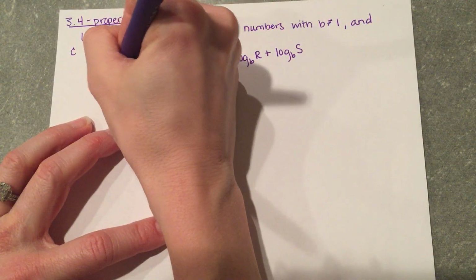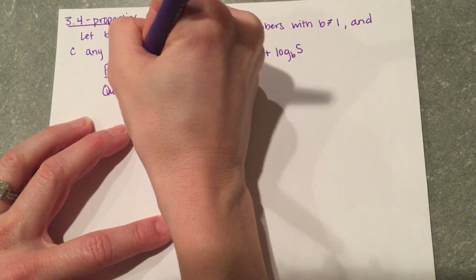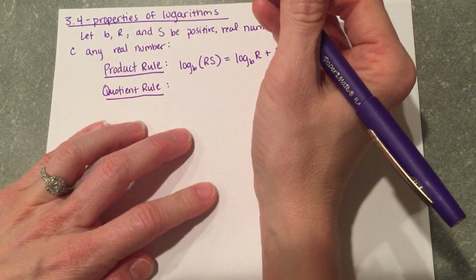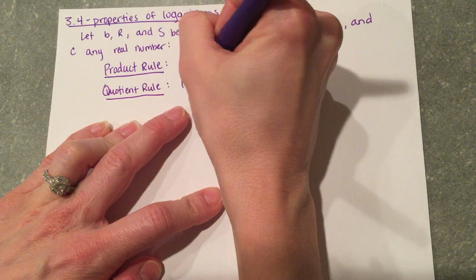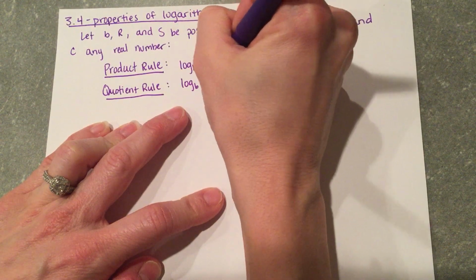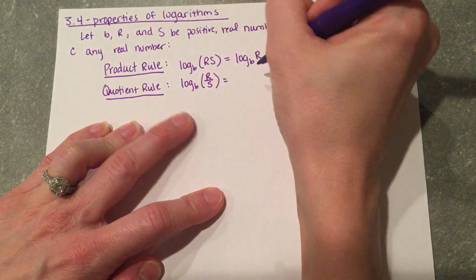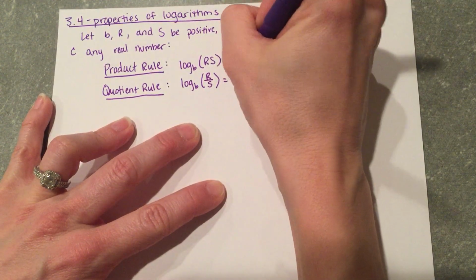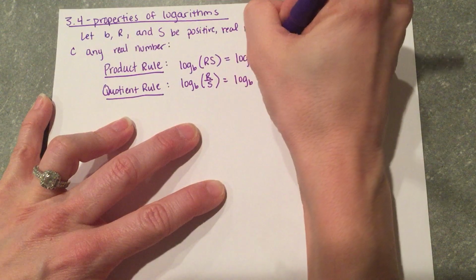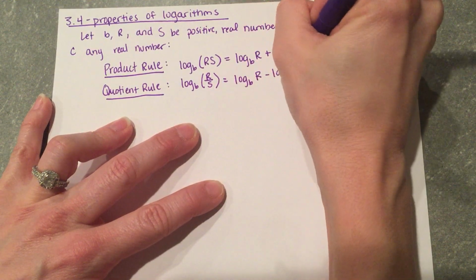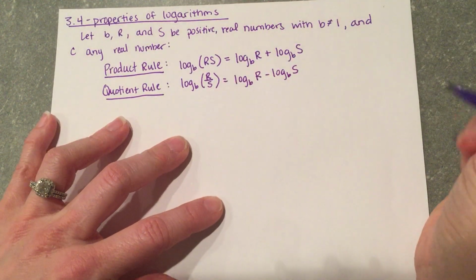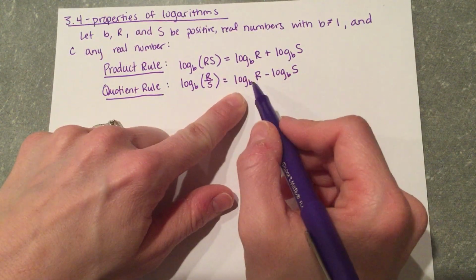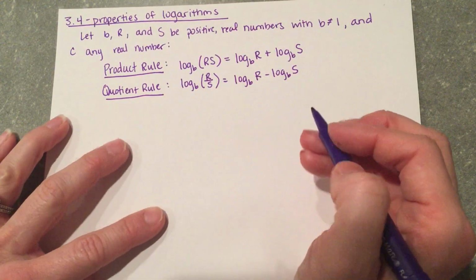Then we have the quotient rule of logs. Okay, and it says if you have the log base B of R divided by S, so it's in one log, R divided by S, that's the same thing as log base B of R minus log base B of S. So you can either have them in one log divided or in two logs subtracted from each other.